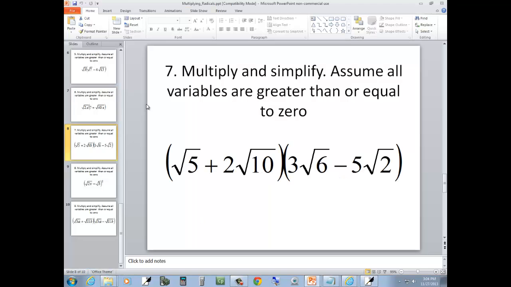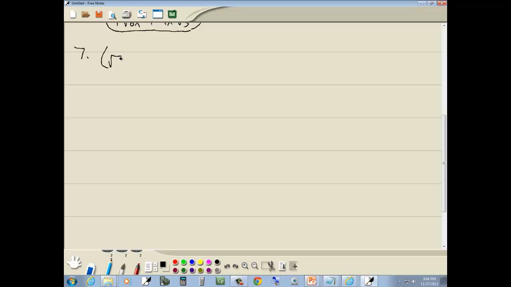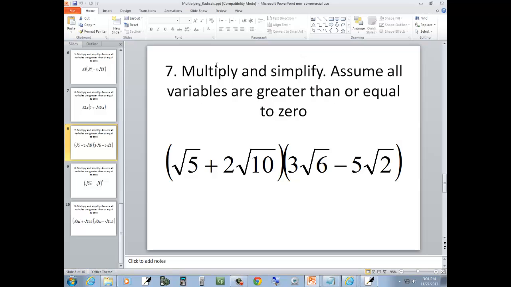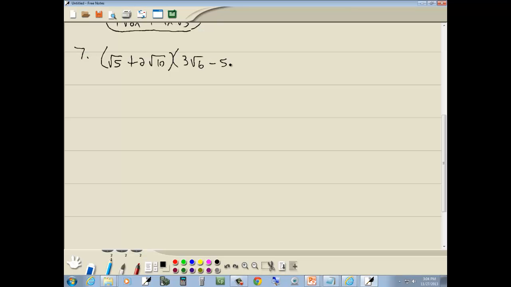Let's take a look at this one. We got square root of 5 plus 2 square root of 10 times 3 square root of 6 minus 5 square root of 2. Now notice we got two radicals here and two radicals here, so we have to multiply all this together, FOIL it, if you learned that technique.